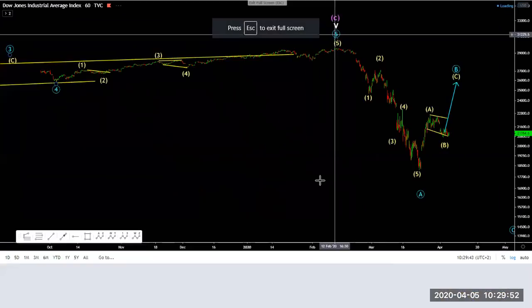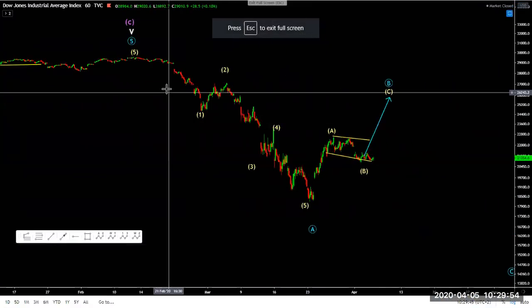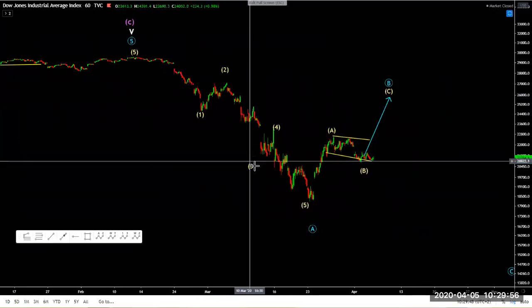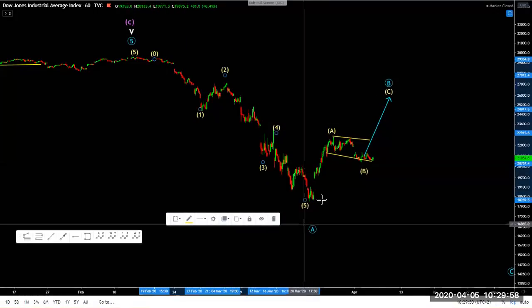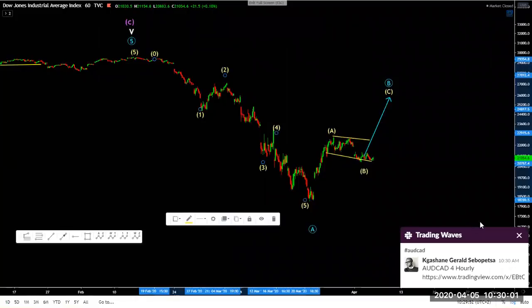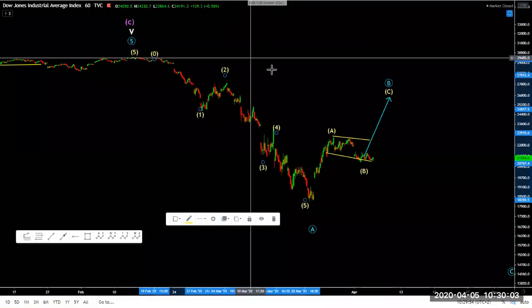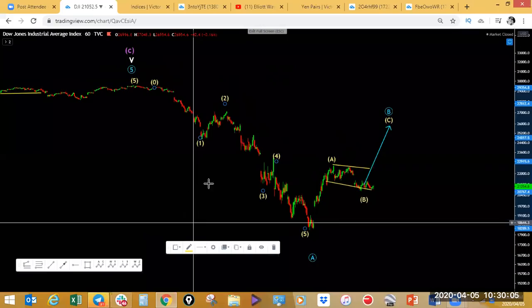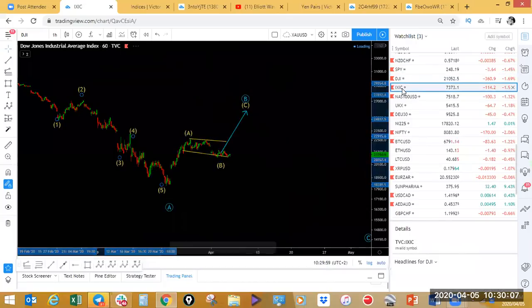Let's make it full screen here. Came down in 5 waves, as you can see there: 1, 2, 3, 4, 5 here. And we're looking for this one to be making this corrective structure. Right, that is the Dow. And then the NASDAQ.